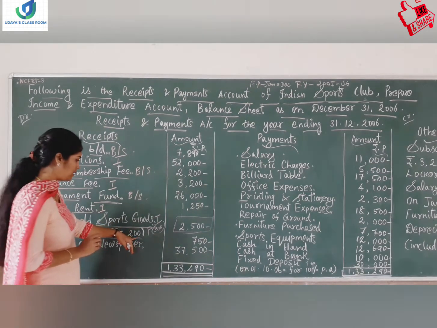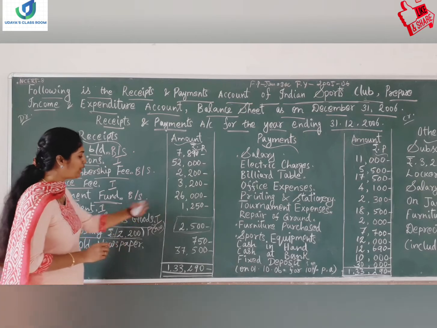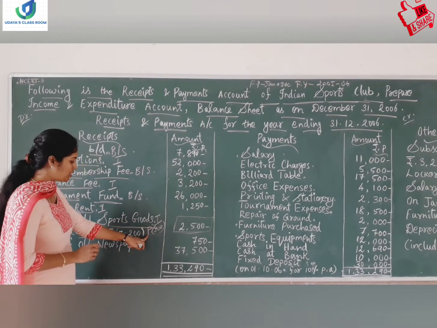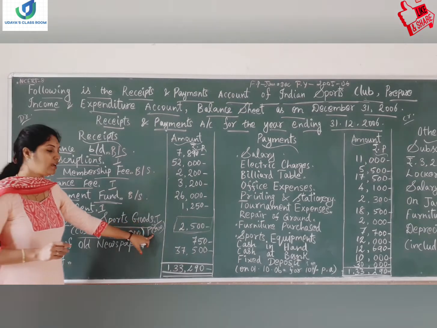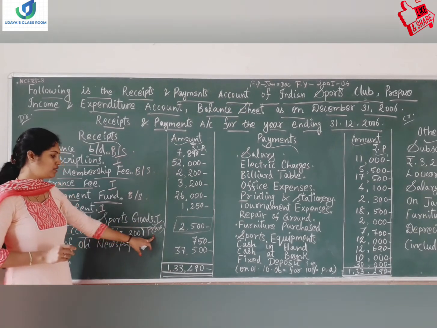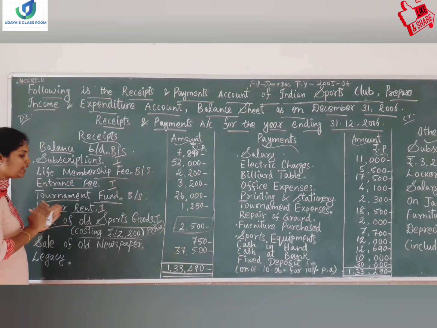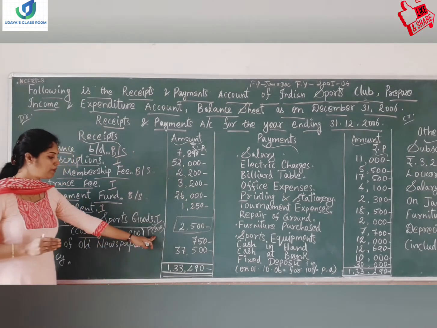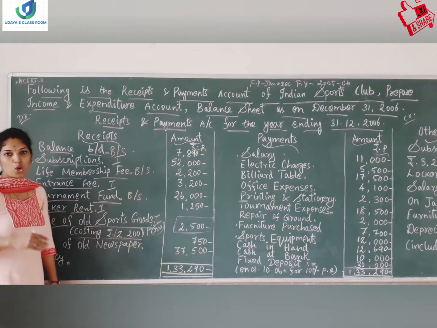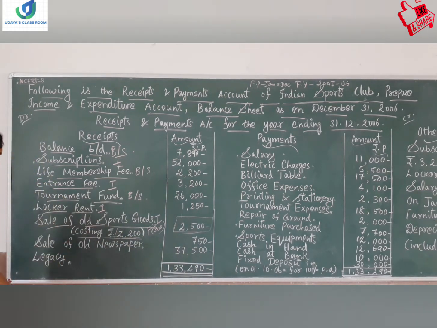Suppose if the company has sold it for loss, it will be mentioned as loss on sale of sports goods, and it will be written in the expense side. So you have to understand, if in the sales process you have received any profit, the profit will be written in the income side and the loss will be written in the expenses side.